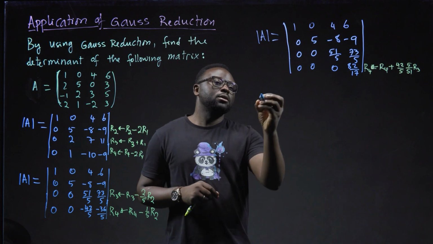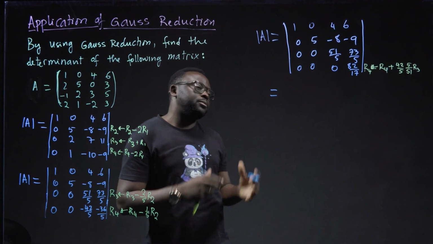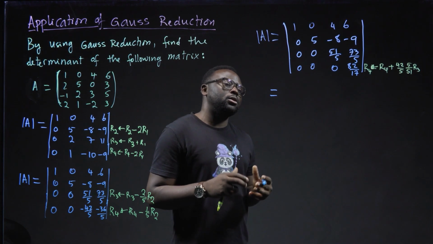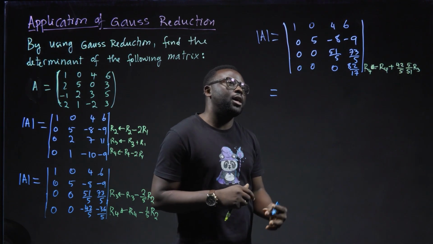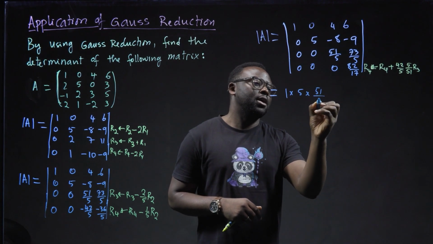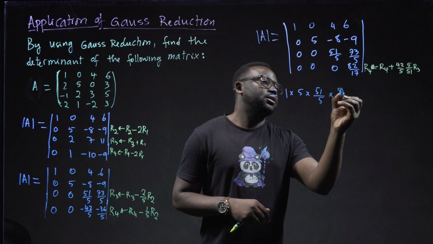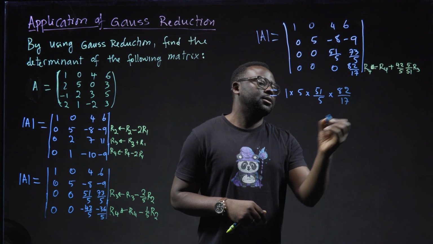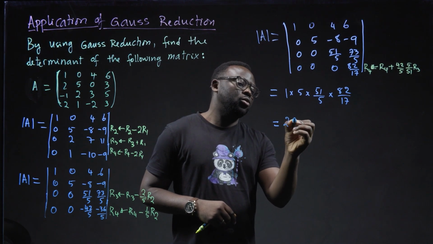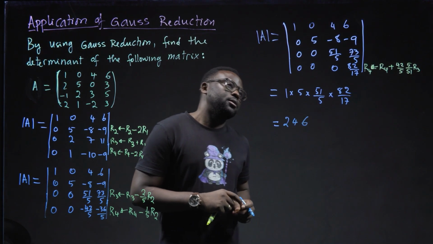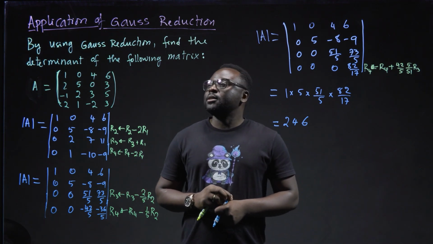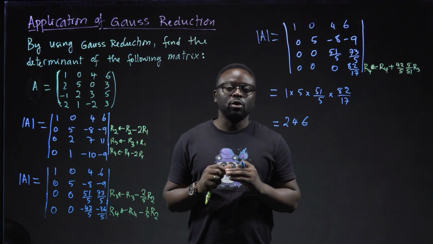Now we're almost done. We have the upper triangular matrix we're looking for. The determinant is just the product of the diagonal elements. This is 1 times 5 times 51 over 5 times 82 over 17. This is equal to 246. Yes, this is correct.